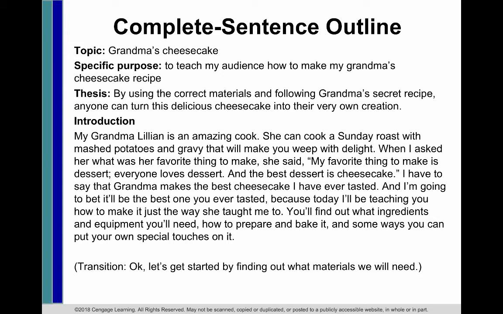Then you label the introduction and write it out in its entirety. In the next chapter, we'll discuss what needs to be in the introduction, but suffice it to say that everything that needs to be here is here. Now I need a transition to get from the introduction into the body, so I label it, write it out, put it in parentheses, and there it is. So that's the first part of my complete sentence outline.